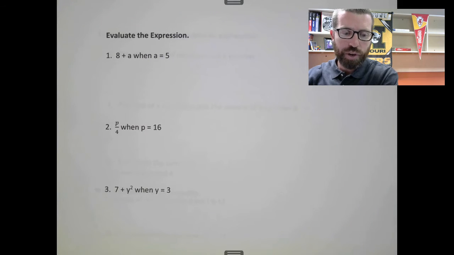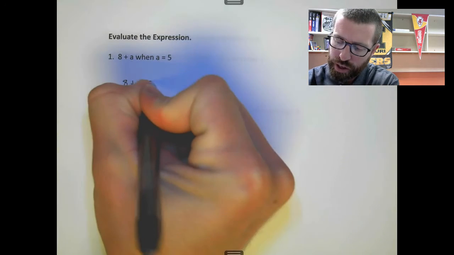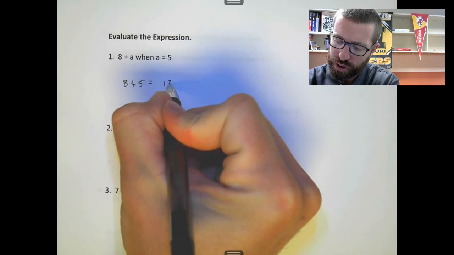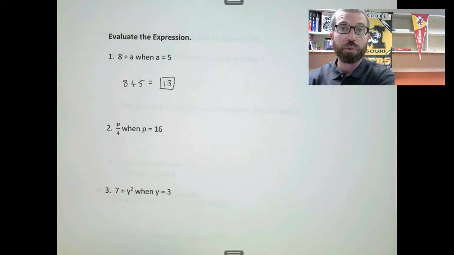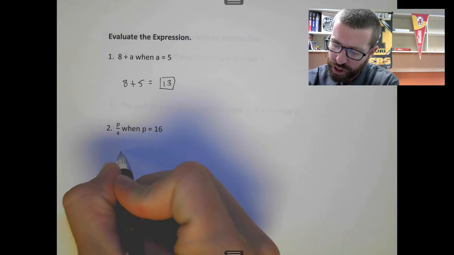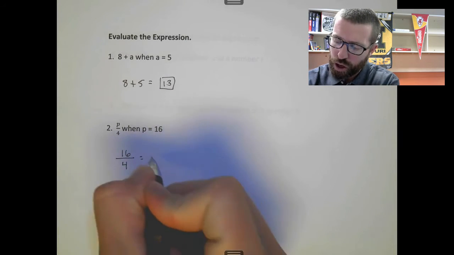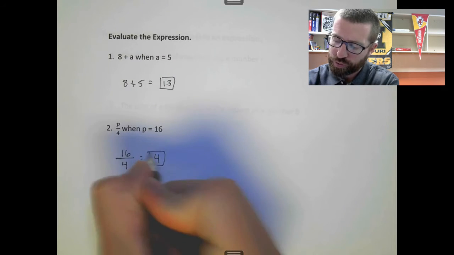So here, when you evaluate, when A is 5, just plug in 5 for A and then add these together to get 13. So everywhere you see A, you write 5. Here, everywhere you see P, you write 16. So P over 4 would be 16 over 4, which is just 4.